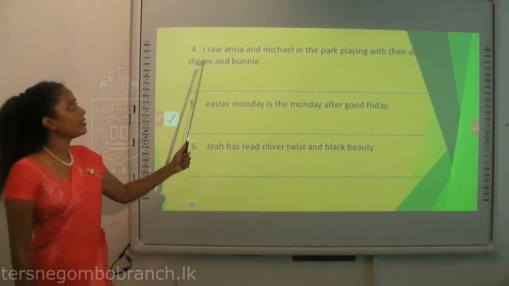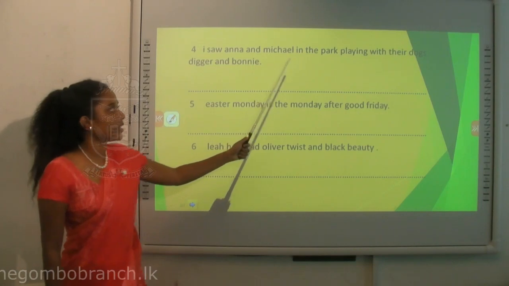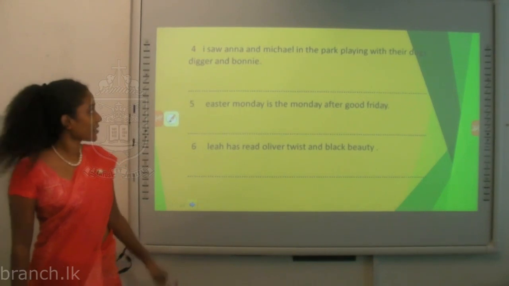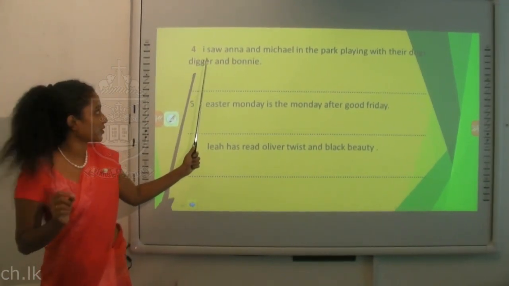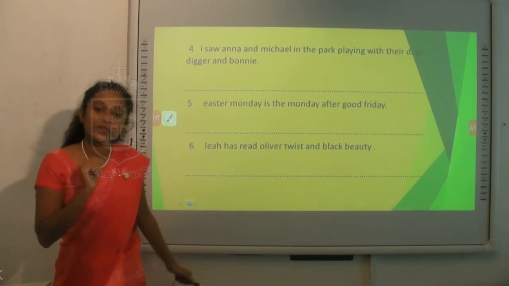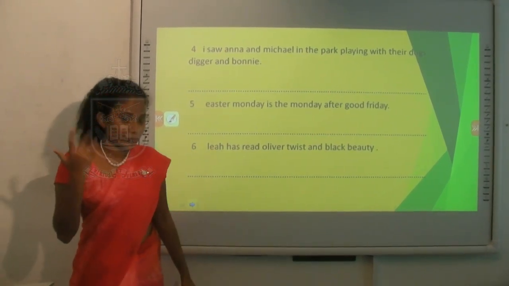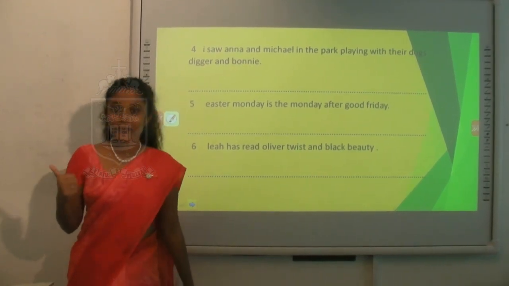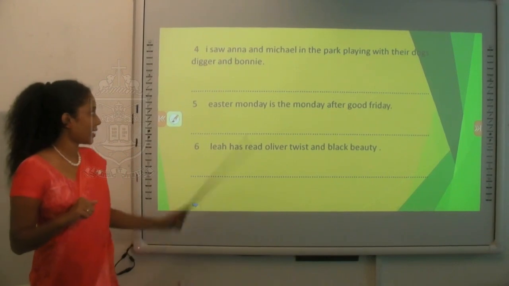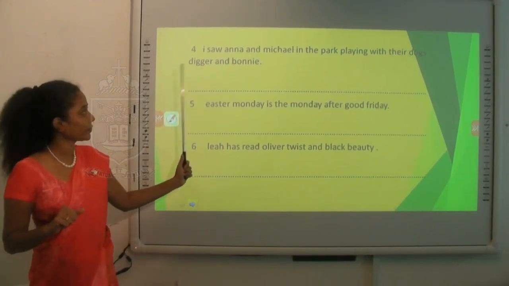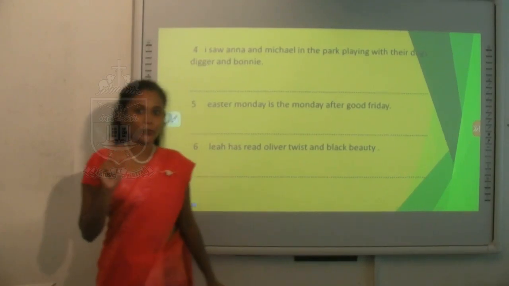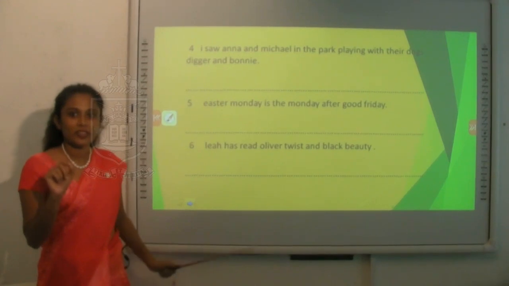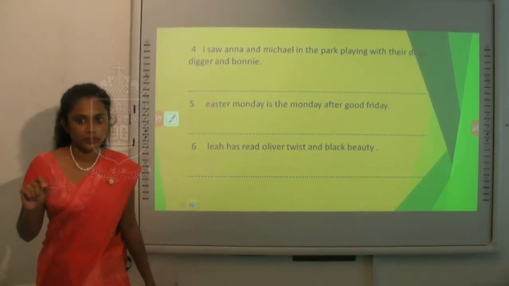Number 4. I saw Anna and Michael in the park playing with their dogs Tigger and Bonnie. So here, I is the first letter. Anna, Michael are the names of people. Can you remember I told you for the people, names of people we have to use what? We have to use capital letters. Alright. Tigger and Bonnie also names of pets. So, you can remember the pet? Yes. Tigger and Bonnie. T and B has to be capital.